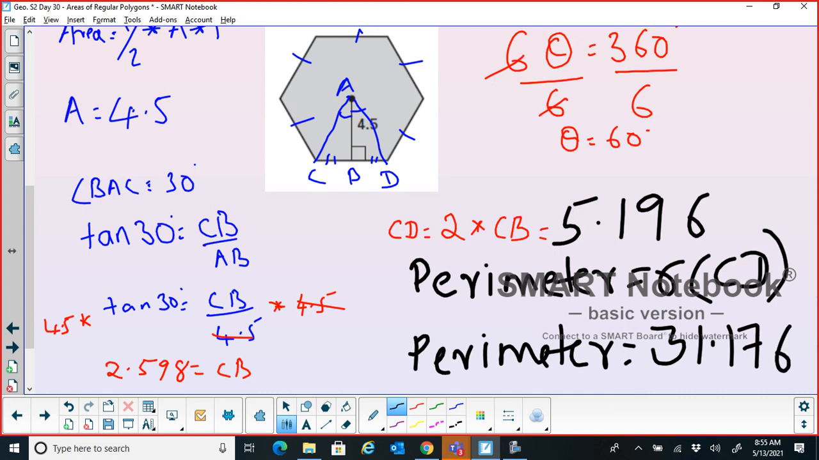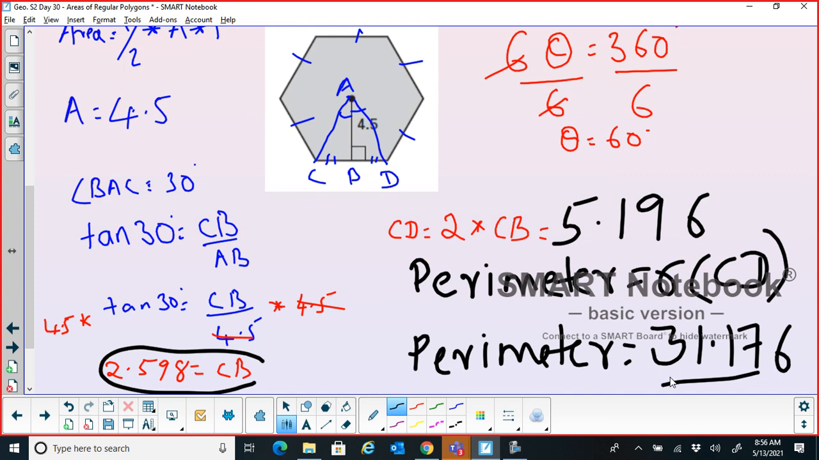Had I not rounded over here, I would get this as 31.177. Had I not rounded this at the third decimal in the calculator, I'd have got 31.177, but I just rounded, so I got 31.176.